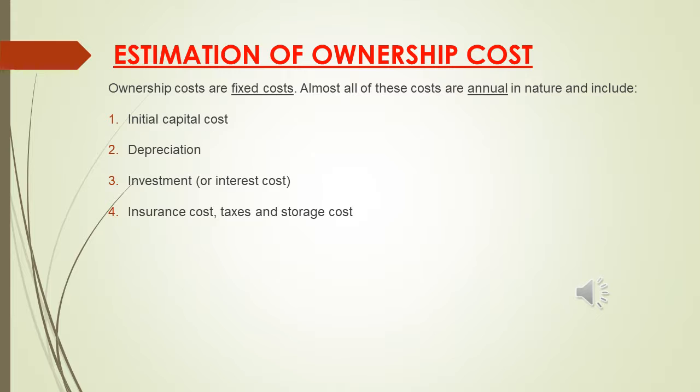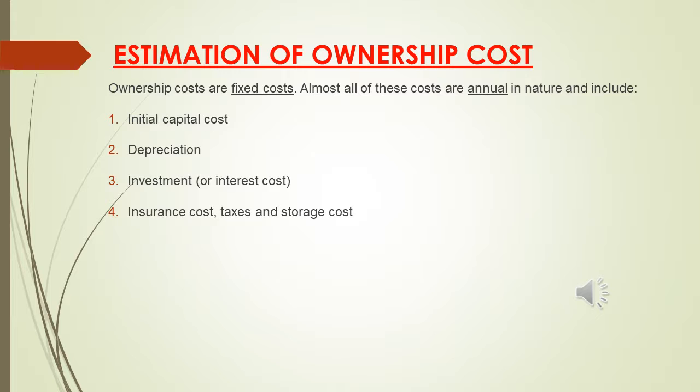So, estimation of ownership cost. Basically when you buy an equipment, there are various costs, like insurance and investment cost and different costs that are included. We will study what kind of costs are included. Estimation of ownership cost: they are fixed costs. Almost all of these costs are annual in nature. They include these four costs.